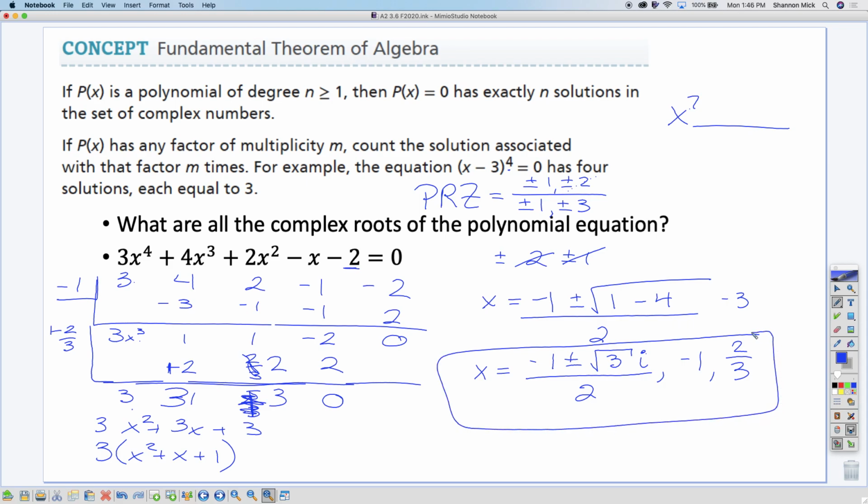Now, which one of those are real? -1 and 2/3. Which ones are rational? -1 and 2/3. They're both real and they're both rational, correct? Yeah. Which one is complex? The one with the i. So -1 plus or minus the square root of 3i over 2.